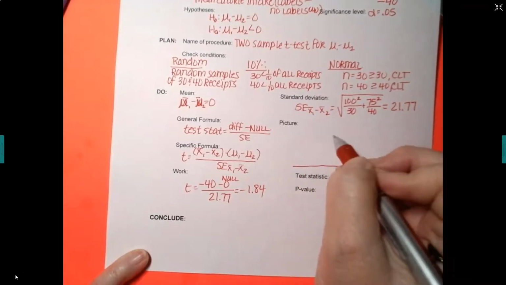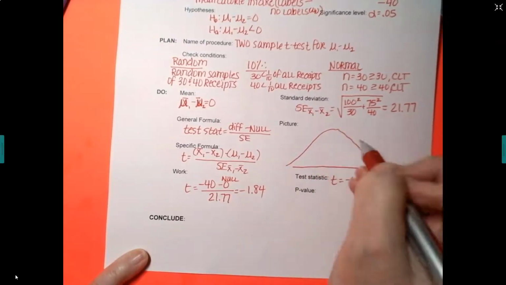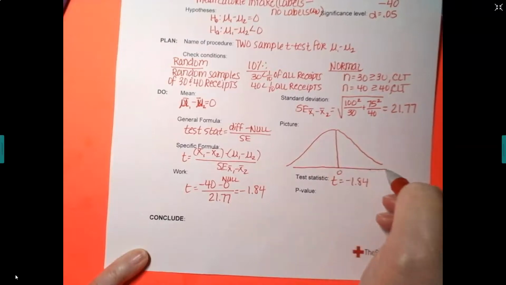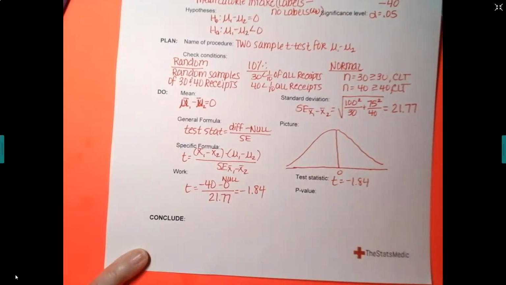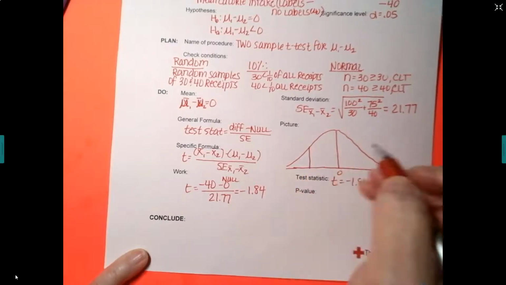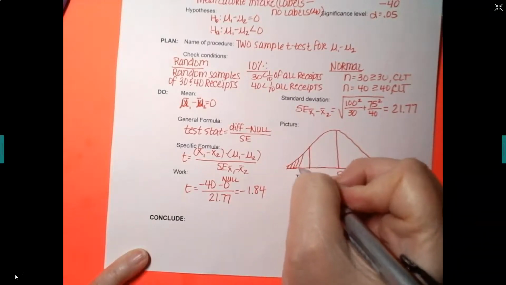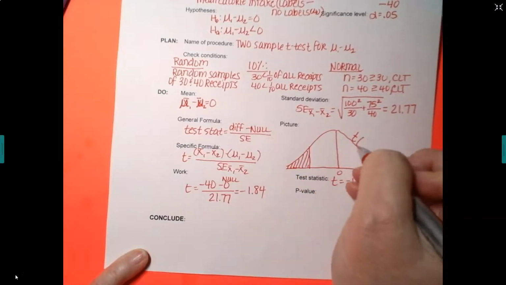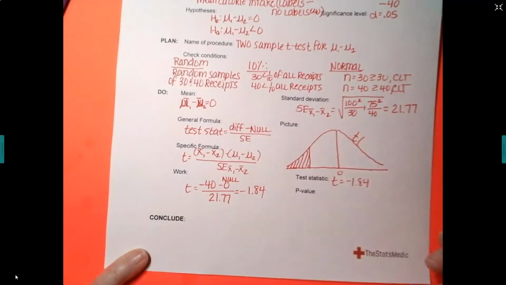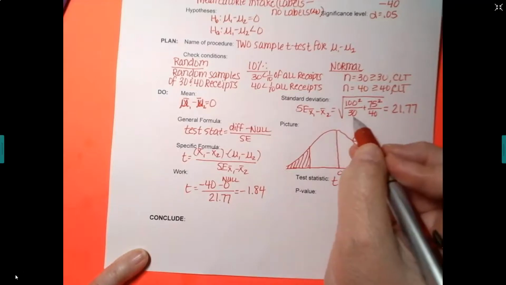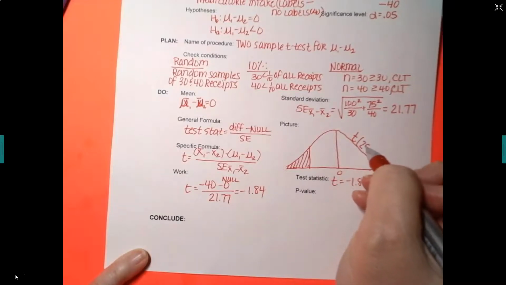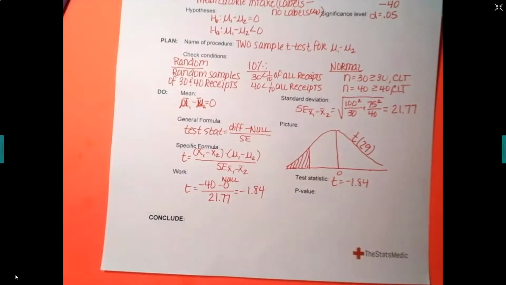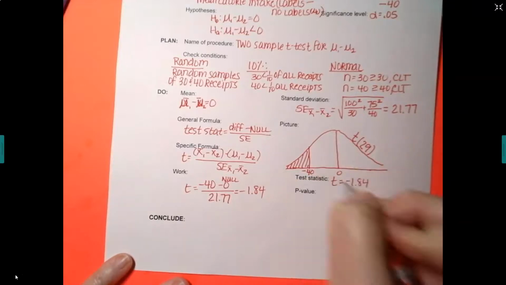Okay, let's draw our picture. Mean would be at 0 because that's what the claim is. And we got negative 1.84. So we're looking for this probability right here. And this is a t distribution, and our degrees of freedom would be 29, which will work. We can use that one. And we don't have to round down.